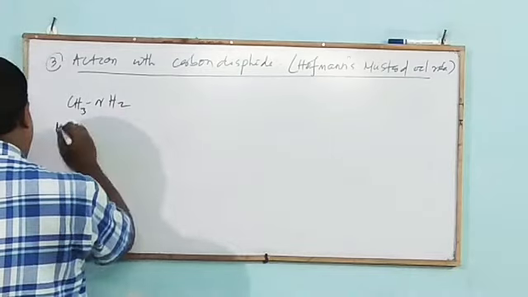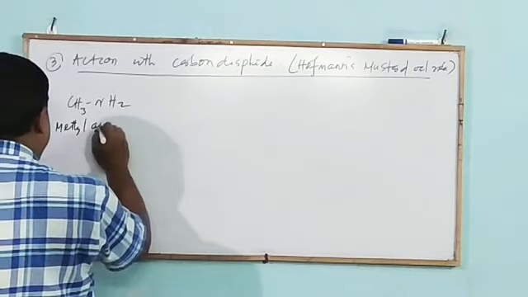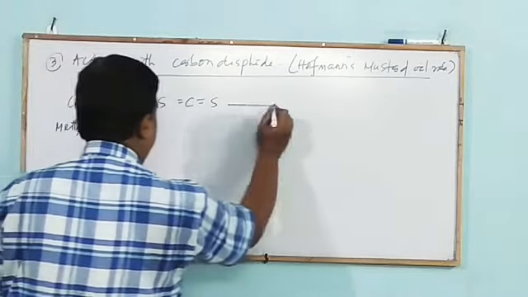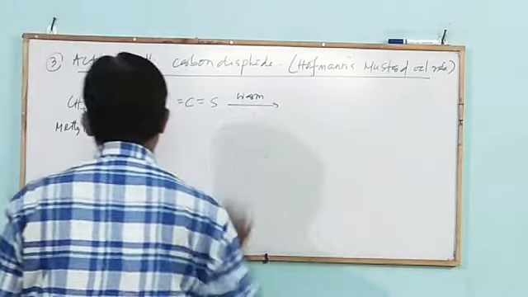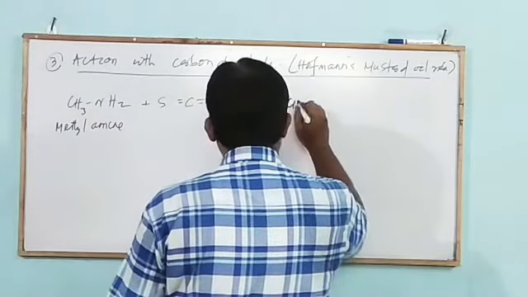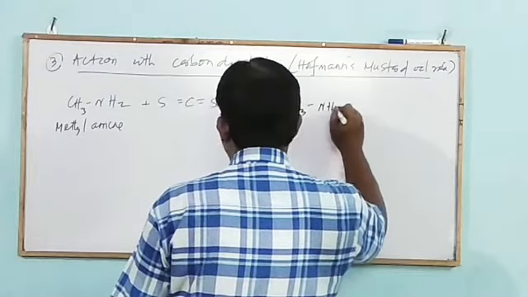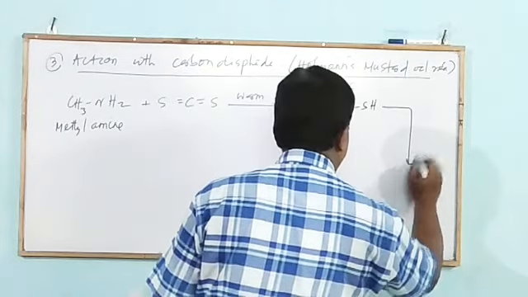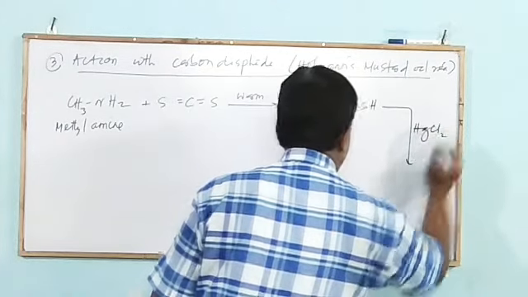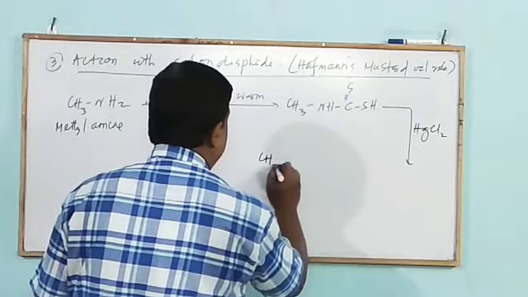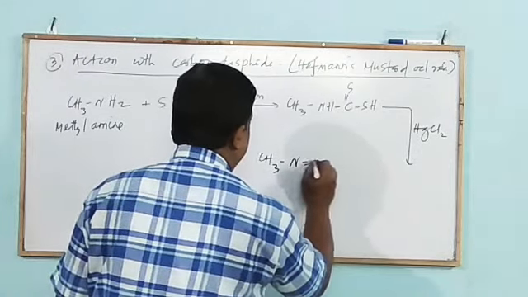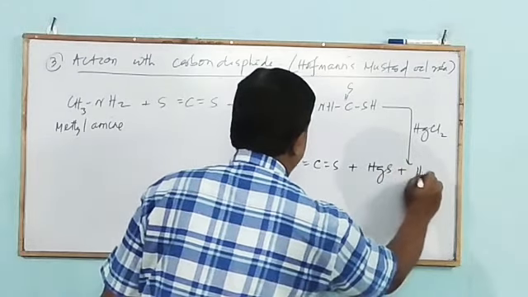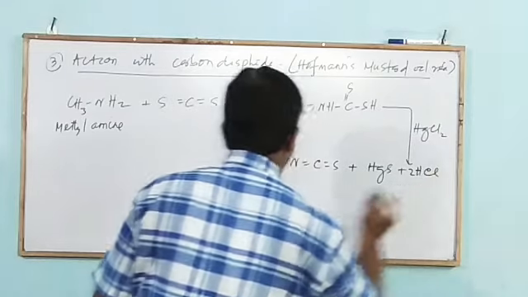CH3NH2, that is methylamine, reacts with carbon disulfide. When it is warmed with carbon disulfide, what is formed? CH3NHCSSH. It again reacts with mercuric chloride to form CH3NCS plus HgS plus 2HCl.